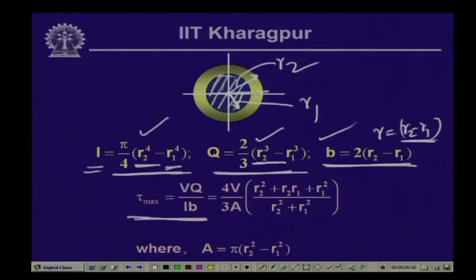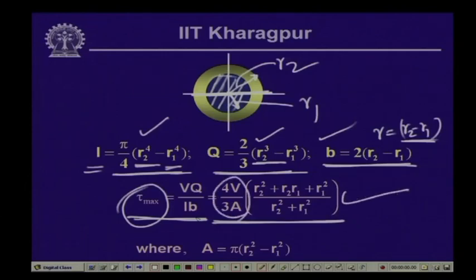So, in this case also we compute the shear stress at the neutral axis position, which is the maximum shear stress, and which is given by this particular expression, the 4V by 3A, which is that of a solid circular section, and gets modified by this particular parameter, where r2 and r1 are the two radii of the external and the internal core of this particular circular section.